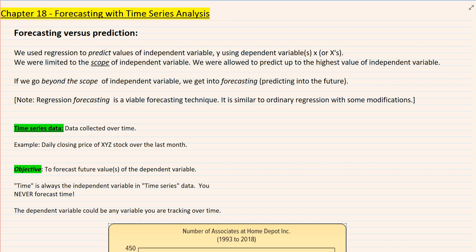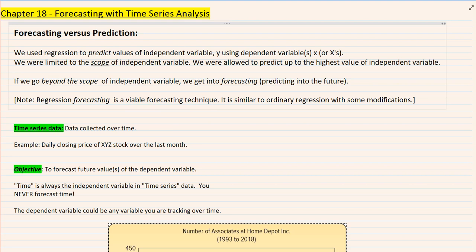In chapter 18, we're going to look at forecasting with time series. Before we go through forecasting and look at simple moving averages, I want to briefly talk about forecasting versus prediction. We just came out of chapters on regression, simple linear and multiple regression. When we use regression analysis, if you recall, we had a dependent variable and we had independent variables.